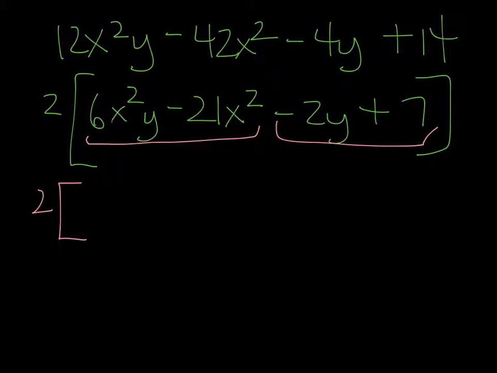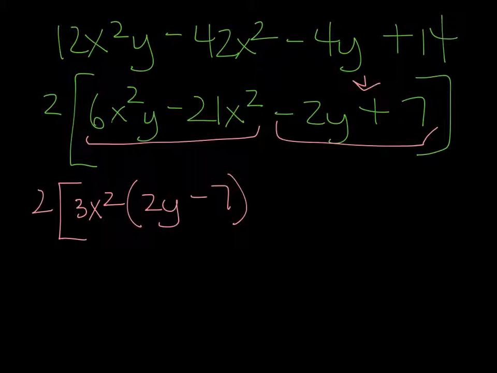It looks like the last two aren't going to have anything in common, but we'll see. 6x squared y minus 21x squared. What do they have in common? They have a 3x squared in common. And we're going to pull that out, and we get 2y, and we get minus 7. Okay, so look at that. That's 2y minus 7, and over here I have negative 2y plus 7.